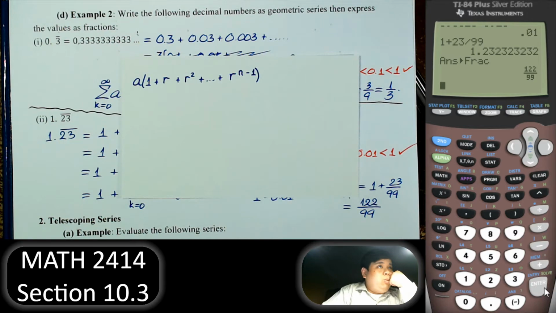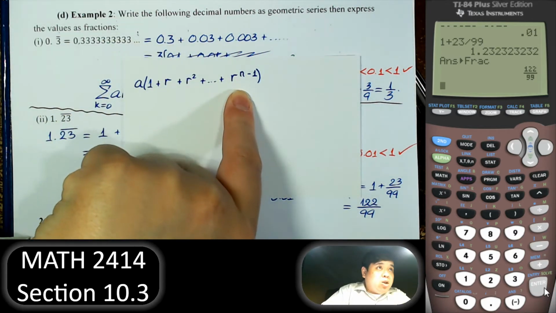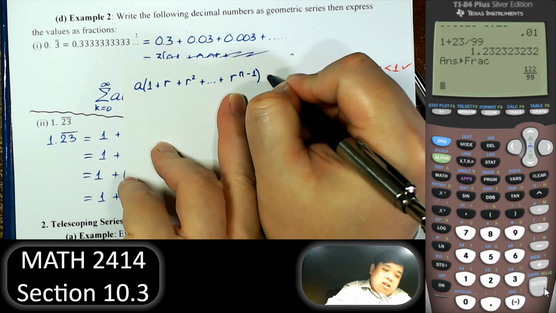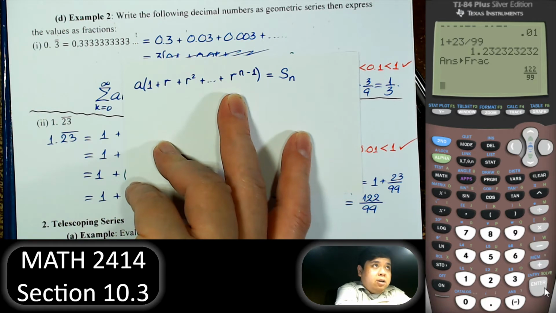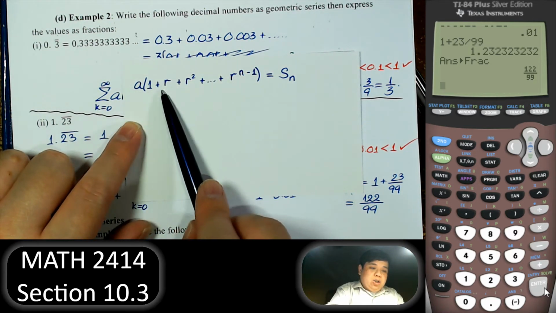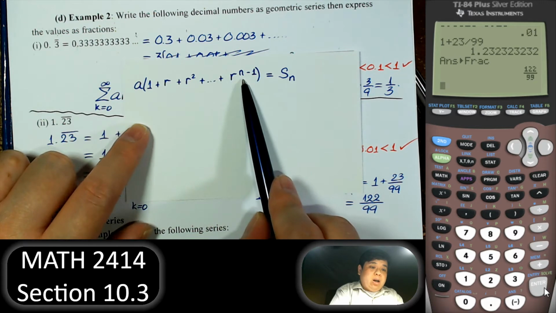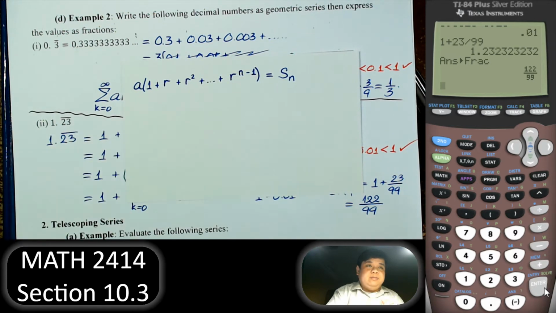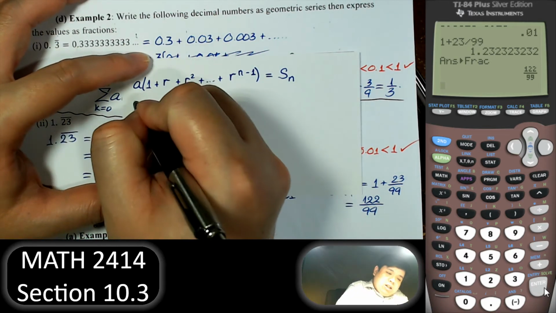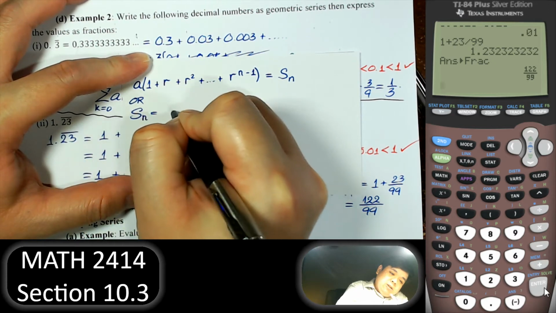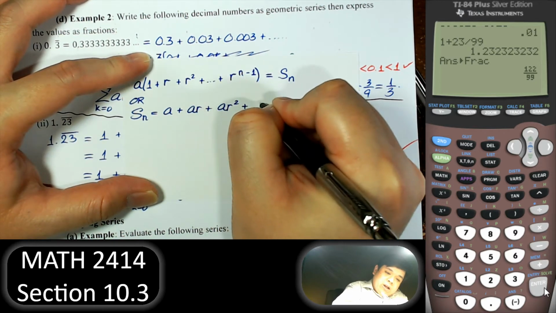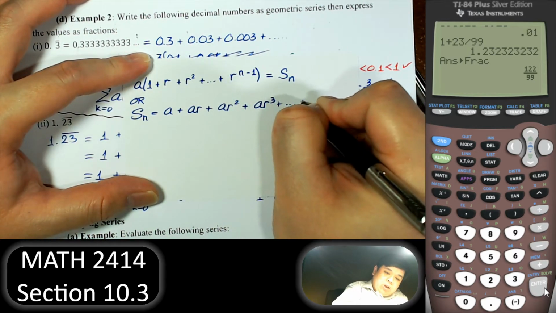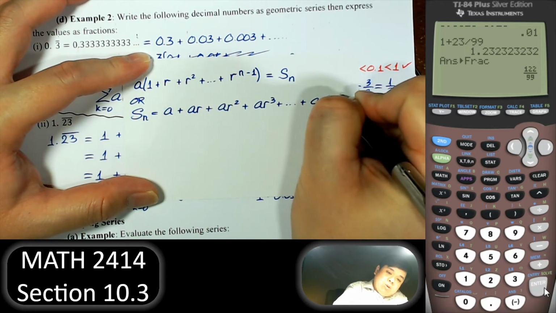What's that equal to? By the way, the reason we stop at n minus 1 is because when we multiply them out, this is the sum of the first n terms. If we count 1, 2, 3, 4, 5 up to n minus 1, there will be n terms. So that's what we have, right? Now, of course, we can also write A plus AR, AR squared, AR cubed, and all the way to the nth term, AR to the n minus 1.